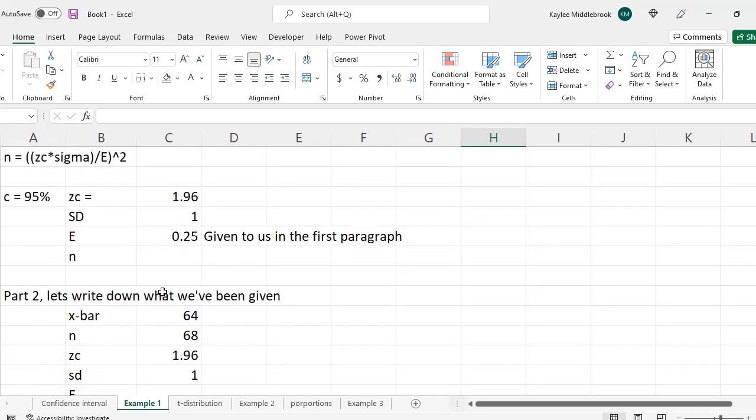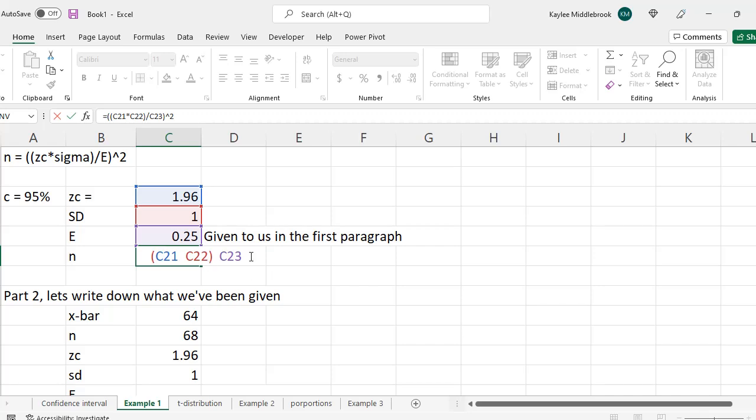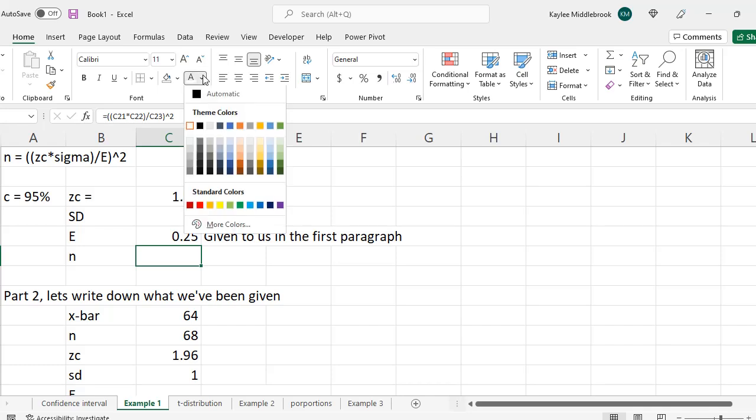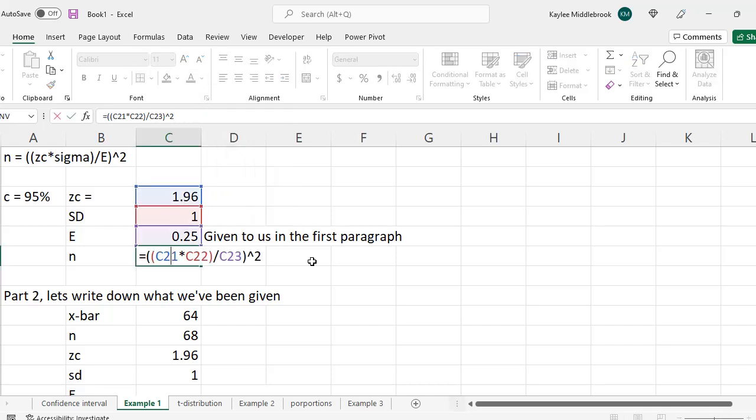To calculate our n, let's put in our numbers. We're going to do our ZC and multiply that by our population standard deviation divided by our error, and squared. Let me make it so you can see that. Let's look at that again. There we go, where we had ZC times sigma divided by error, squared.